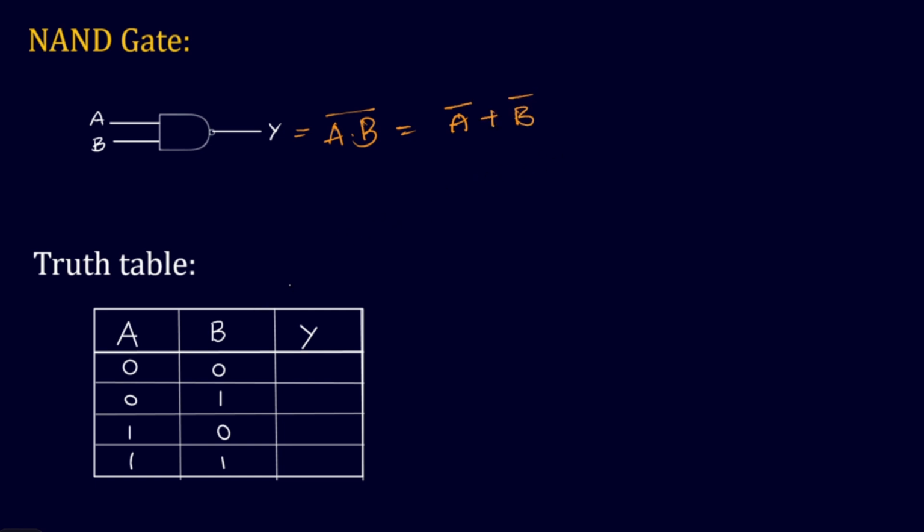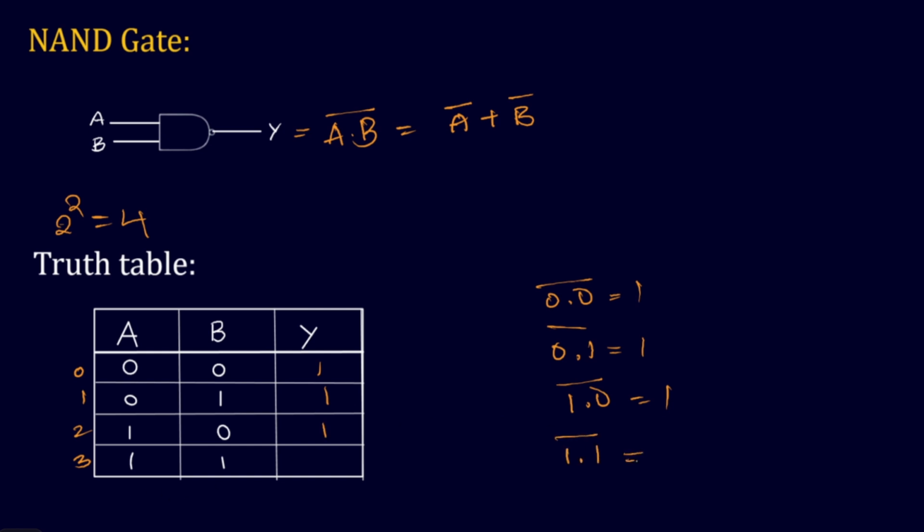So let us find the truth table. Since we have two inputs, the possible combinations are 2 power 2, that is 4 combinations: 0 0, 0 1, 1 0 and 1 1. So let us write. If I have 0 and 0, 0 into 0 is 0, and the bar of it, my output will be 1. If I have 0 and 1, 0 into 1 is 0, and the bar of that will be 1. And 1 0 is similar, 0 and its bar will be 1. If I have 1 and 1, 1 into 1 is 1 and the complement of 1 is 0.